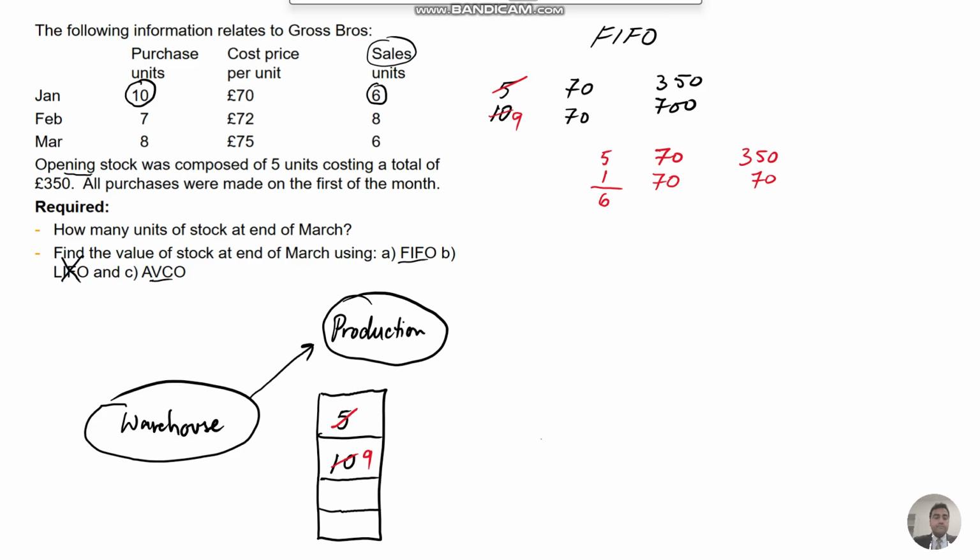Then what happened was, in February he bought some more stock, 7 units. So let's record them in the shelf, the third shelf. So 7 units were bought, and the price was 72, and the total will be 504.